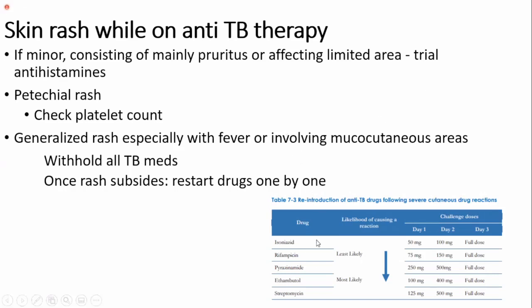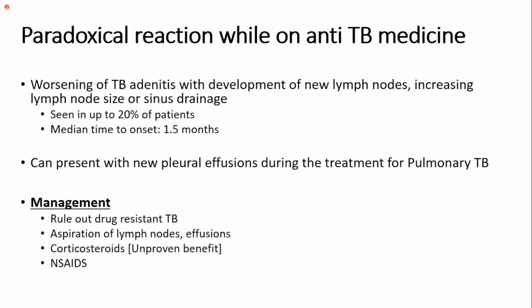We start with isoniazid, then go to rifampicin, pyrazinamide, ethambutol, and streptomycin in that order. And then in the first day, second day, third day, like that, we try to gradually increase the doses. So this is what we do for a patient with skin rash.